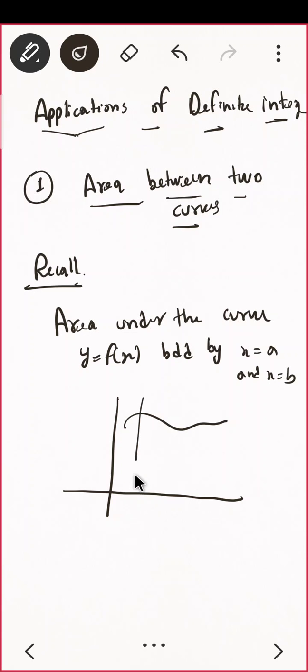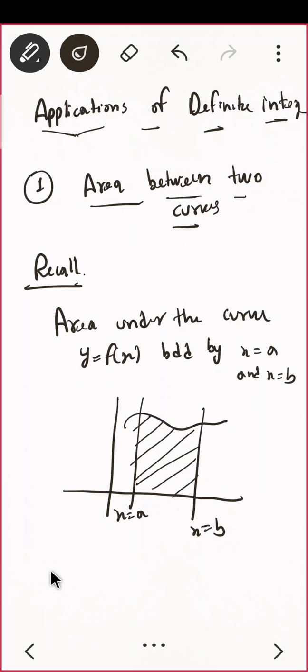That is, if I say this is x equal to a, and this is x equal to b, then what will be the area under the curve? This part. Do you agree, everyone? And we used to denote this thing as integral from a to b of f of x dx. Correct? Yeah, perfect. Okay. Now let me just go back to something.